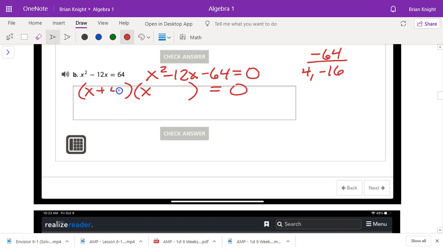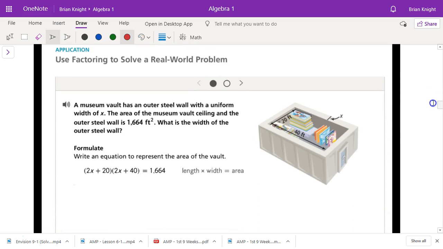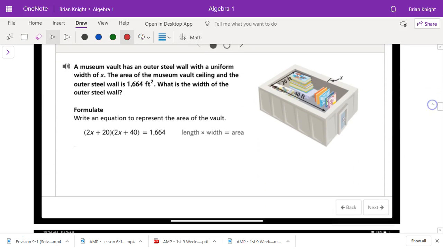Okay, so we have plus 4, negative 16. So it's going to be x plus 4 and x minus 16. Okay? So your answer is going to be the opposite. Correct. Everybody good on that? Yes. Awesome. All right, let's do a word problem.